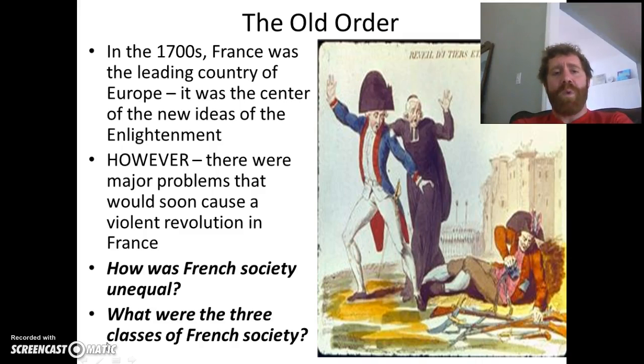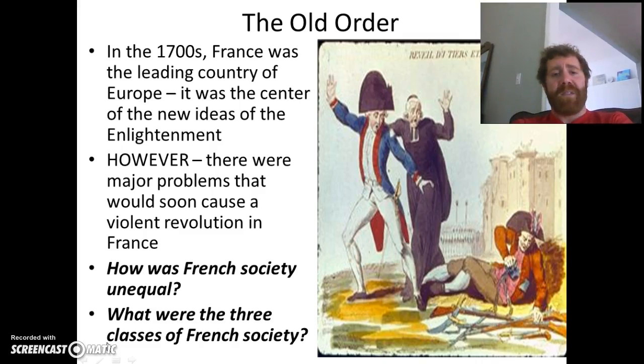So the old regime was not equal in the sense that the tax system placed an unfair burden on the third estate. We talked about how the first estate, the Roman Catholic Church, owned about 10% of the land. 1% of the population owned about 10% of all the land in France. However, it only paid about 2% of its income in taxes. And these weren't even formal taxes to the government, but services provided to the general public, such as education. They were exempt from all the other taxes that the third estate had to pay.